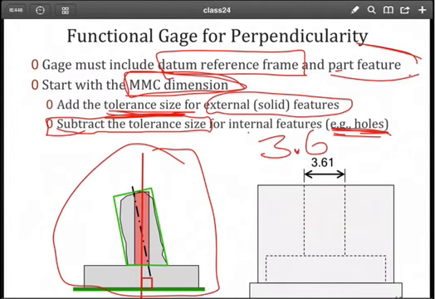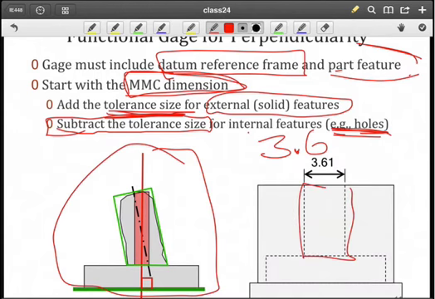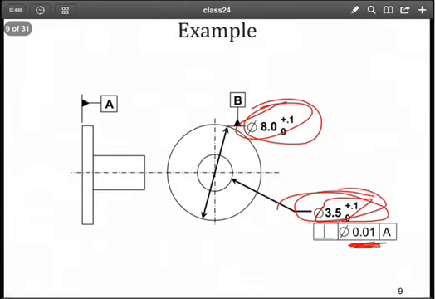Note that we create an internal feature in this gauge. And that internal feature is meant to enclose this part feature over the length of the part feature. We also have an internal feature for B, and we have a separate component of the gauge that establishes datum A. So it's a two-component gauge. Obviously, this surface of our part has to make contact with A first in order to be consistent with our design spec.